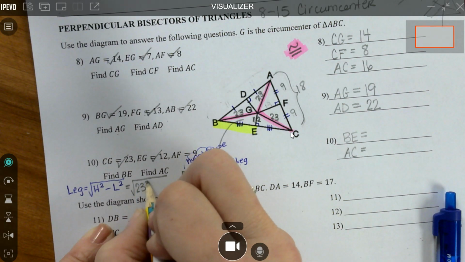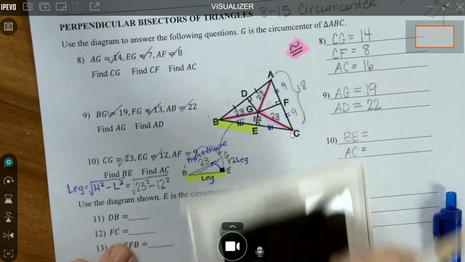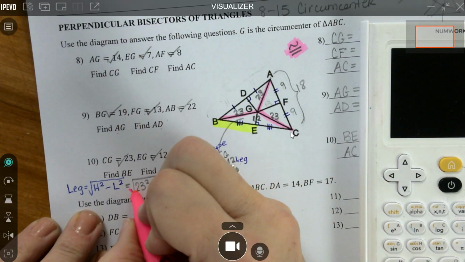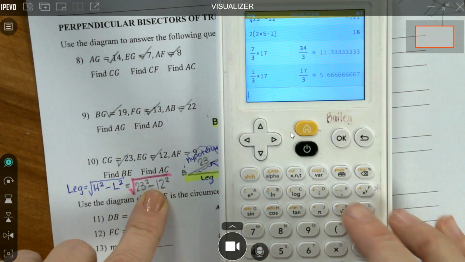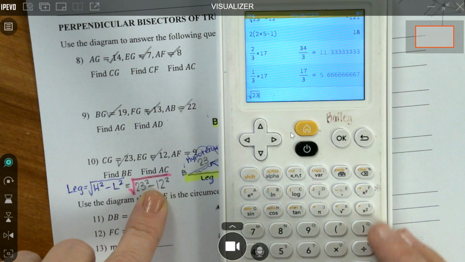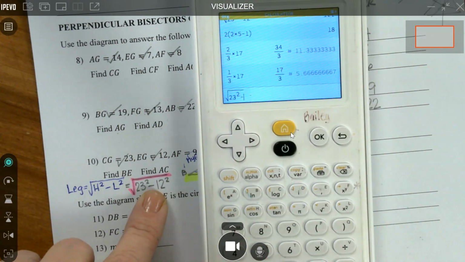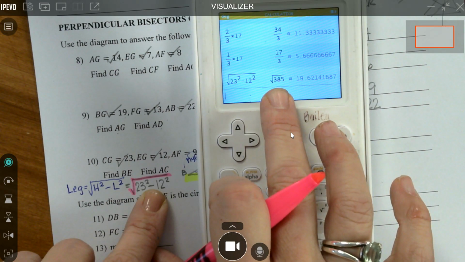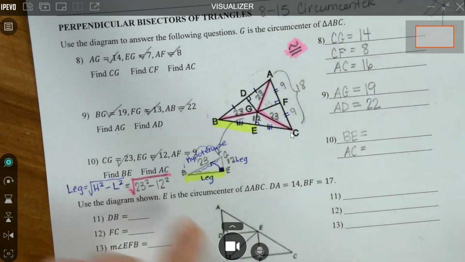Well, I already have those two, so 23 squared minus 12 squared. And I'm going to put that in the calculator. When you do that, please be careful in your calculator that all of this is under that square root symbol. Okay? So don't be arrowing over or anything extra. Just 23 squared, and then immediately hit minus, then 12 squared. Okay? And then you can hit enter, and you get square root of 385, but I don't want that. Just go ahead and give me the decimal, round to the 10th. So that would be 19.6.